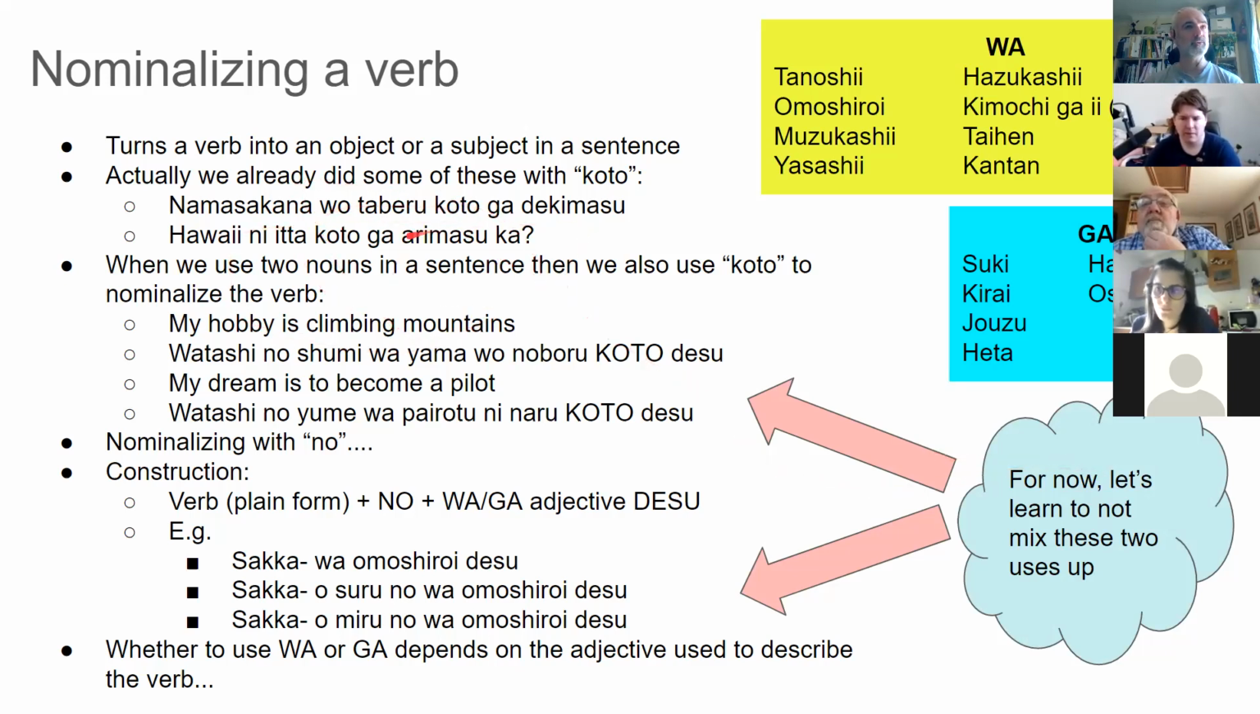So remember, koto is noun and noun. No ga or wa is noun and adjective. Okay, any questions, guys? Cool. And the second, koto is noun and noun. Yep. And no ga and no wa are noun and adjective. Thank you, Andy. Okay, no problem.